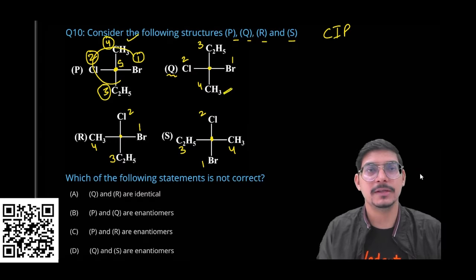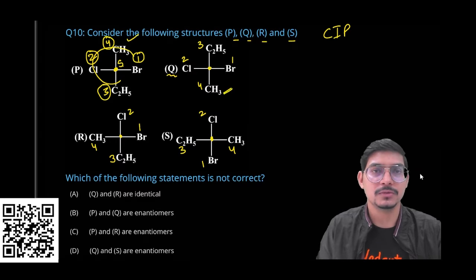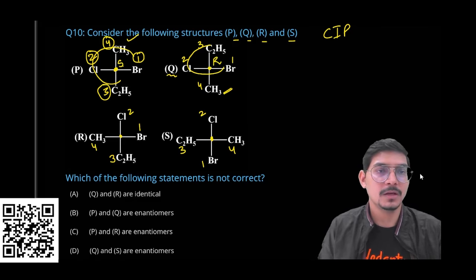Again, we can just look at the direction in which the 1, 2, 3 groups lie. So 1, 2, and 3. These 3 groups lie in the clockwise direction. So this chiral carbon should have R configuration. Now for R, the 4 is on the horizontal line. So we have to bring it onto the vertical line. This can be done in one of the ways, like this.